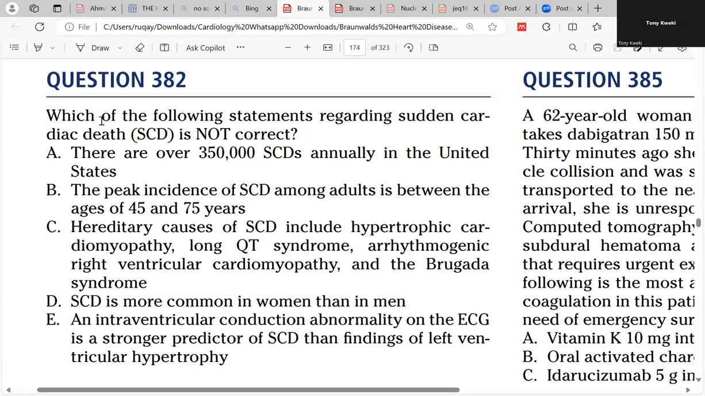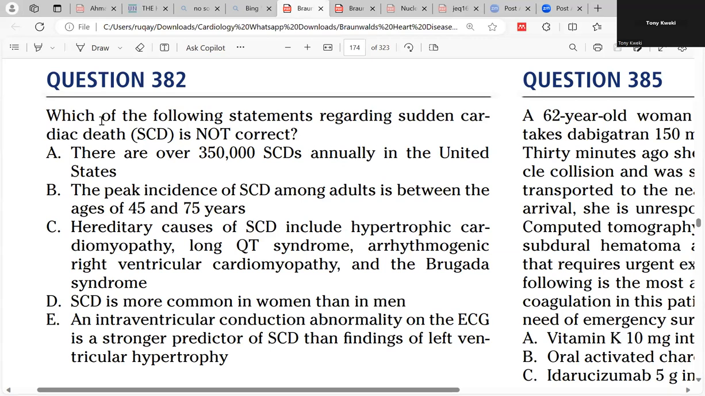So A is statistics from the US. It is true that there are up to over 350,000 sudden cardiac deaths in the US. The peak incidence in adults is 45 to 75 years. There's the peak incidence in children. There's that in neonates. Hereditary causes, we've already mentioned some of them. This is true. C is true.